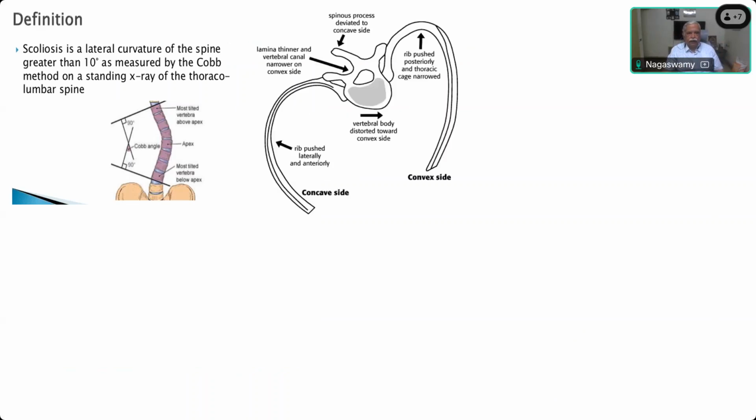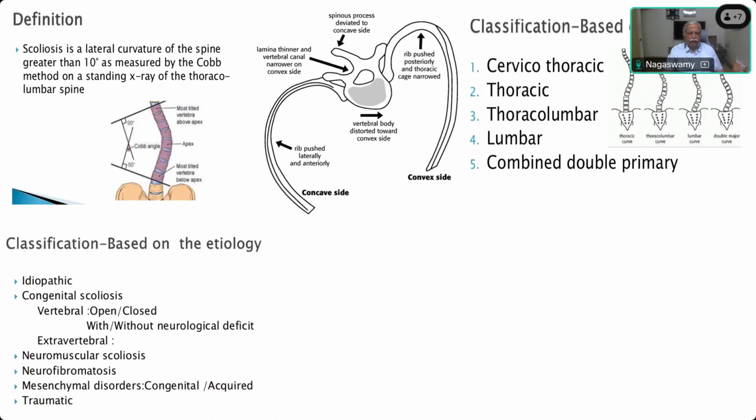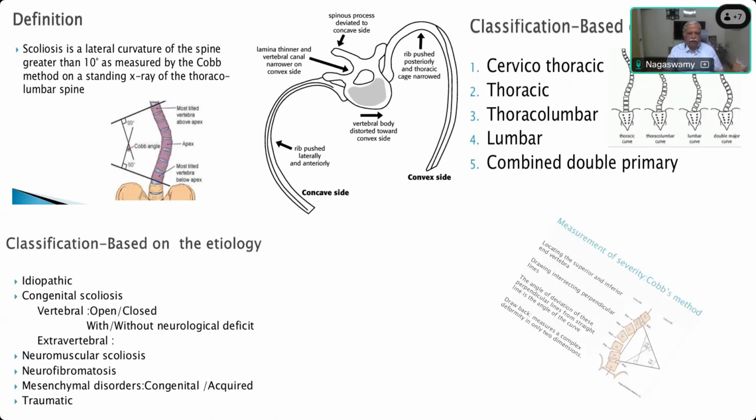Okay? And this is how the turning or the lateral curvature happens when the vertebra and the ribs are all involved in scoliosis. So it is a classification based on the region. Can be cervicothoracic, thoracic, thoracolumbar or lumbar, and or it may be a combined double primary. And classification based on the etiology can be idiopathic or congenital or neuromuscular disorders, neurofibromatosis, mesenchymal disorders, traumatic, etc.